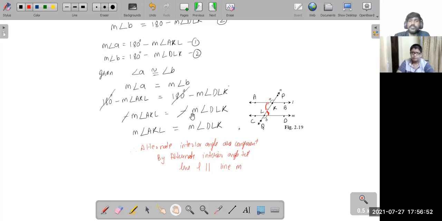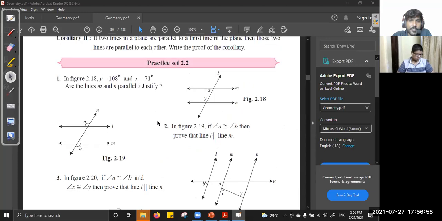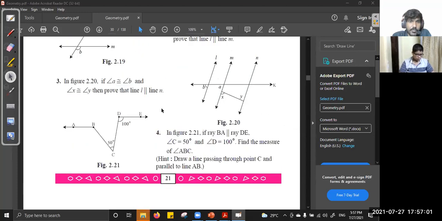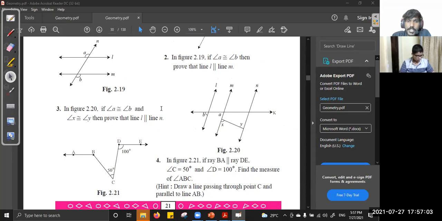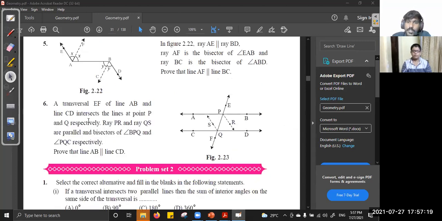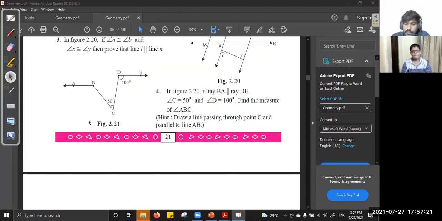Done, sir. Okay. Now, first one we did, second one we did. Okay. Third one, can you try for homework? Third sum. Yes, but it is an example. Can you do it? The third one for homework. Yes. Okay. So third one you do for homework. Fourth, fifth, sixth we'll discuss in the next class.